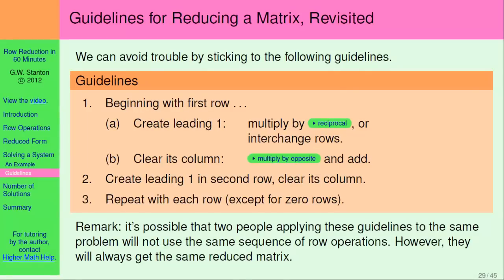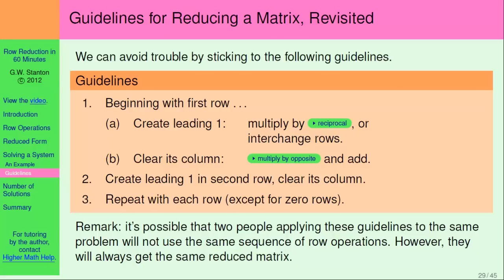Okay, and you might be wondering, well, it seems like at each stage I know almost exactly what to do, but is it possible that I'll have maybe 2 options at one particular step? That is possible. So 2 people could apply these guidelines and not use the exact same sequence of row operations. However, they will always get the same reduced matrix at the end. That's one of the advantages of the definition of reduced matrix that we use. There's only one reduced form for any given augmented matrix.